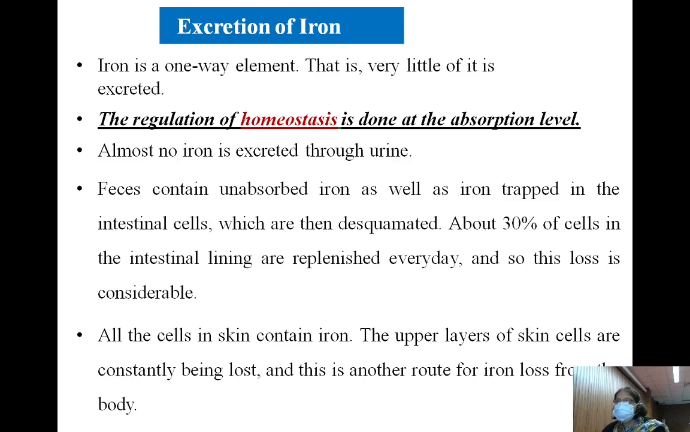Feces contain unabsorbed iron as well as iron trapped in the intestinal cells, which are then desquamated. About 30% of the cells of the intestinal lining are replenished every day, so this loss is considerable. All the cells in the skin contain iron. The upper layer of the skin cells is constantly being lost, and this is another route of iron loss from the body. So there are chances of loss by two routes.